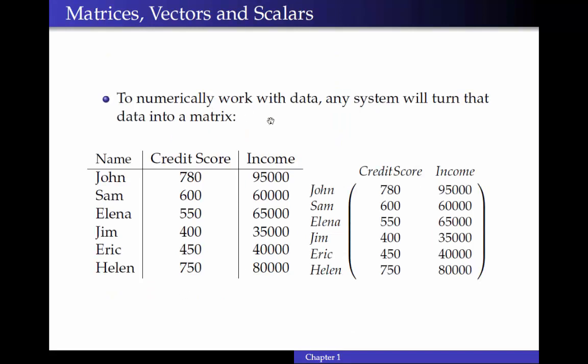So to numerically work with data, any system is going to turn that data into a matrix. So here I have some simple numeric data with a credit score and some income, and the names of individuals. Now, the names here are row identifiers, which don't really go into the data algorithm. We're not going to put someone's name into a regression, for example. But we would use their credit score and income. So those variables would become columns of our data matrix.